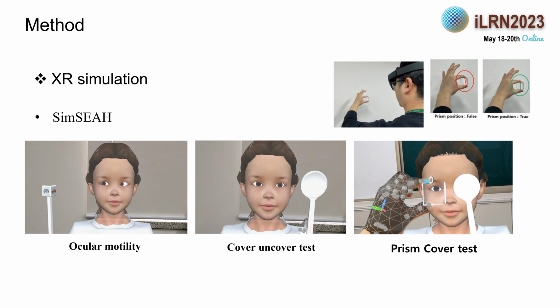Firstly, the ocular motility test was performed with a stick to test the participant's eye movement. Secondly, the cover-uncover test was conducted to diagnose strabismus and the type of strabismus while covering the eyes. Finally, the prism test was performed to diagnose the degree of strabismus using a prism. In particular, the prism tool could be practiced for holding the prism tool with correct posture during the prism test.